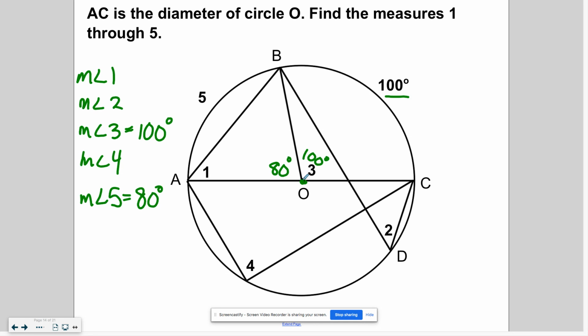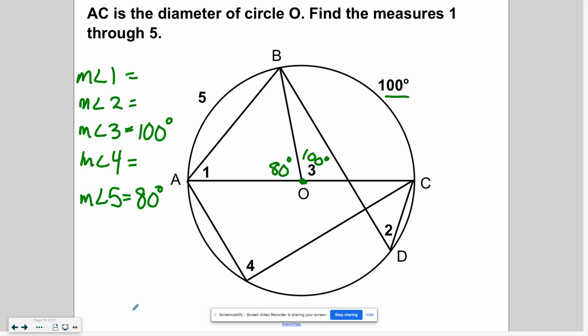Remember, I'm always making sure that this really is the center, because if it's not, that really changes things a lot. So you got to make sure you have the center to begin with. Okay, so those are some nice easy ones. Let's go down the list now. Let's look at angle 1.